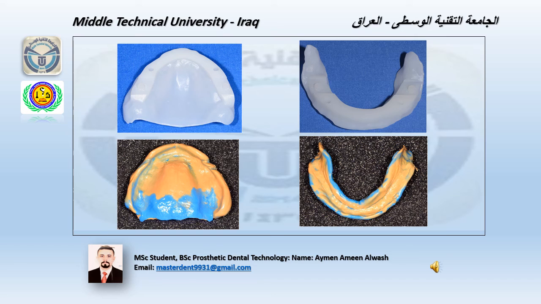After completing the design of the individual tray, we are ready to send the file to the PMMA resin milling machine to fabricate the maxillary individual tray and mandibular individual tray. The picture at the top left shows the upper individual tray, and the picture at the top right shows the lower individual tray. I will use this lower individual tray in two ways.